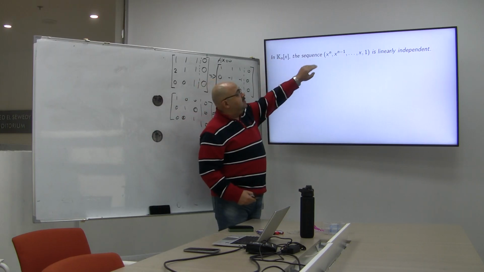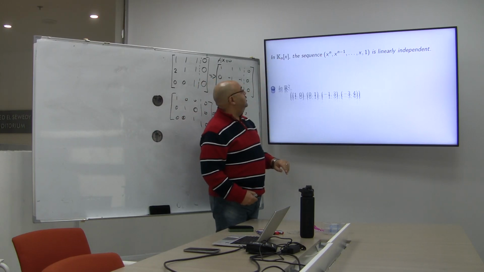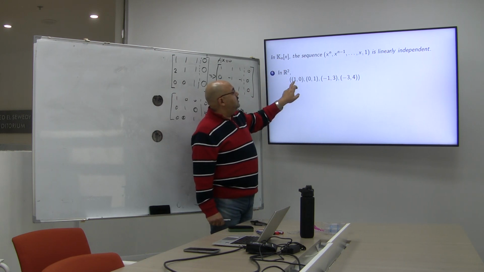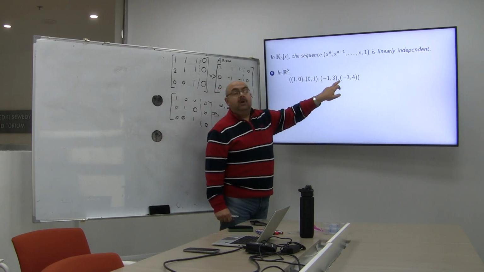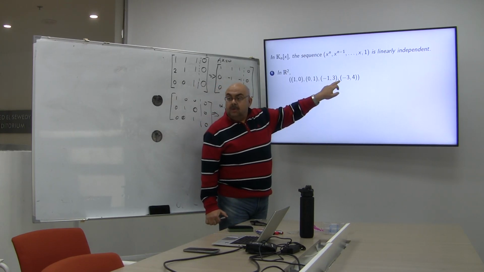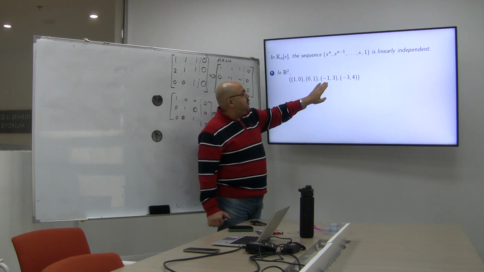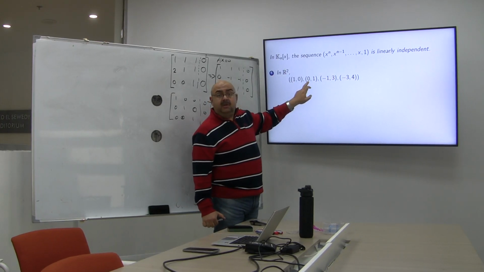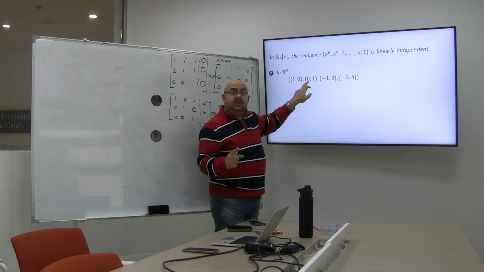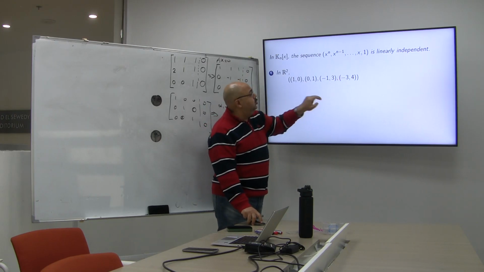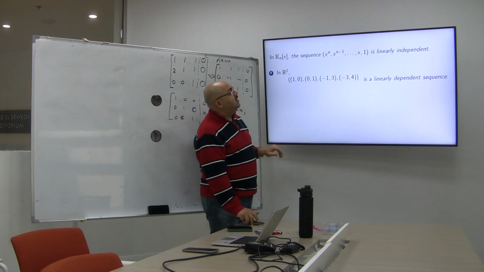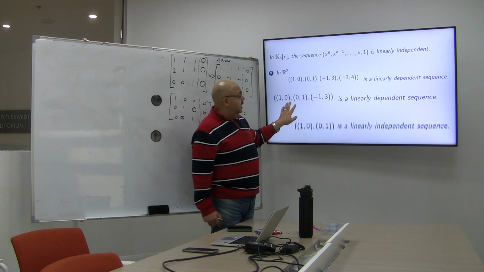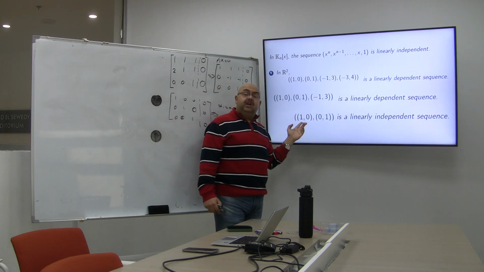Come look at those sets. The set Kn of sequences xn, xn minus 1, and so on is linearly independent. For R2, look. For R2, (1, 0), (0, 1), (negative 1, 3), (negative 3, 4), those are a dependent set of vectors. Because simply I can generate this vector from those two vectors. It's very simple. I will multiply the first by negative 1, the second by 3. So it's a linear combination. Am I right? So it's linearly dependent. Also, the third one can be generated from these two. So this is a linearly dependent sequence. Also, this one is a linearly dependent sequence of vectors.